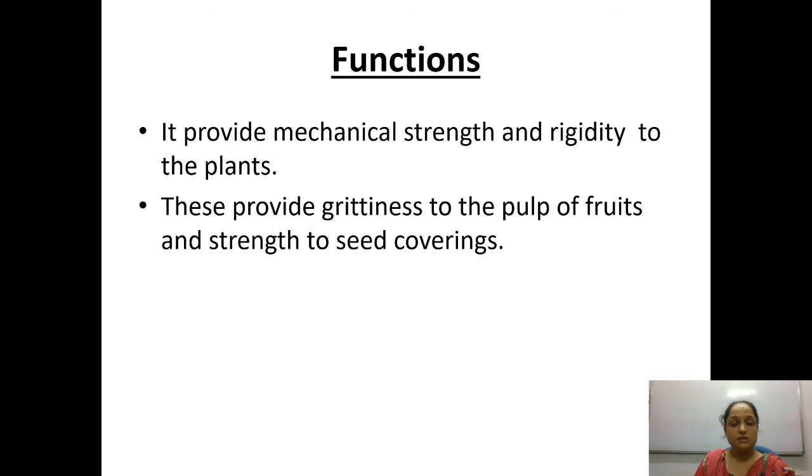Now function, it is again providing the mechanical strength and rigidity to the plant, and these also provide grittiness to the pulp of the fruits. जो आपको crunch आता है fruits में, grittiness जो होता है, that is all because of the sclerids. And strength to the seed covering. Seed को cover करने में जो material use होता है, seed coat में, that also contains the sclerids. So this was all about the simple permanent tissue. Okay, so go through this much and wait for the next video.